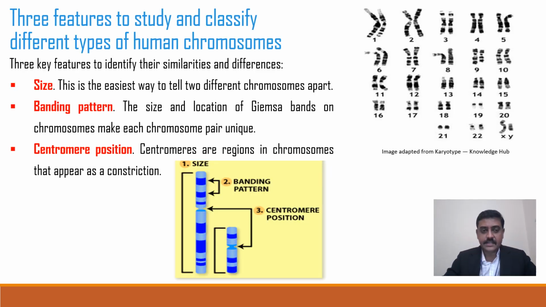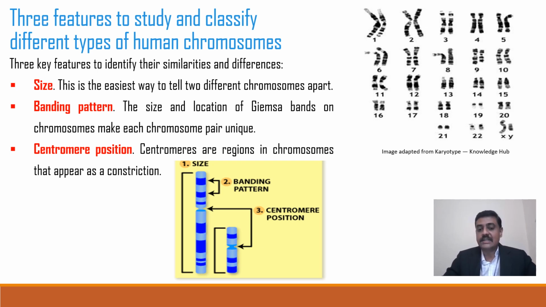There are three features available to study and classify the different types of chromosomes. The three key features that enable us to identify similarities or differences between the chromosomes are their size, the banding pattern, as I spoke earlier with regard to staining with basic dyes like Giemsa, and the centromere position of the chromosomes.